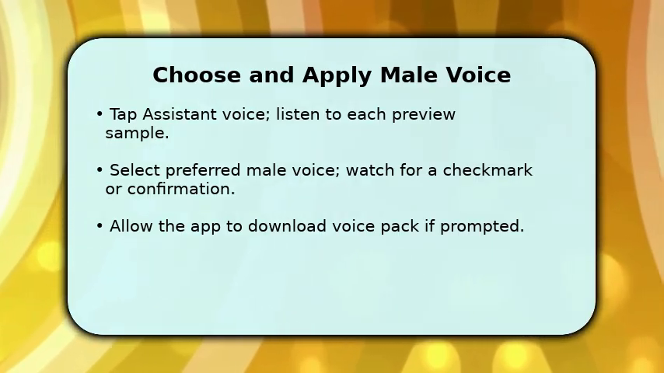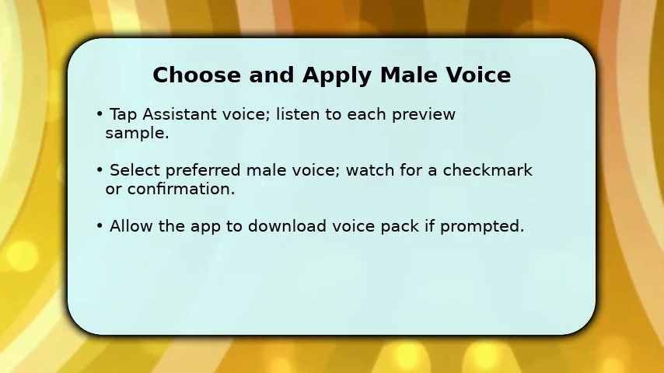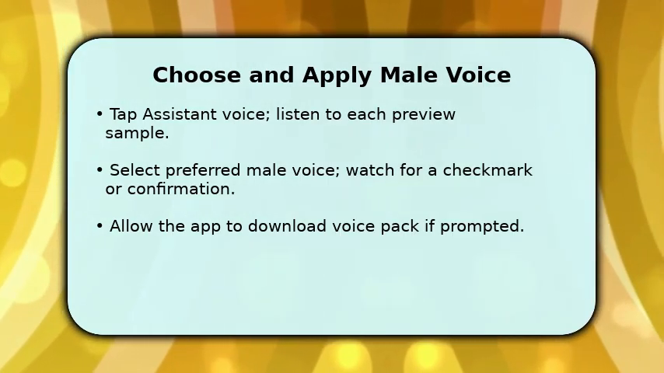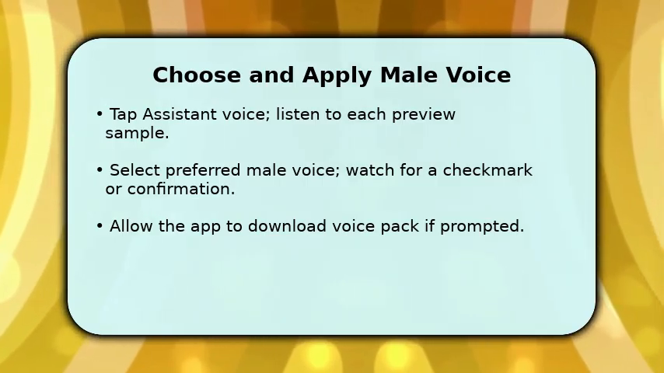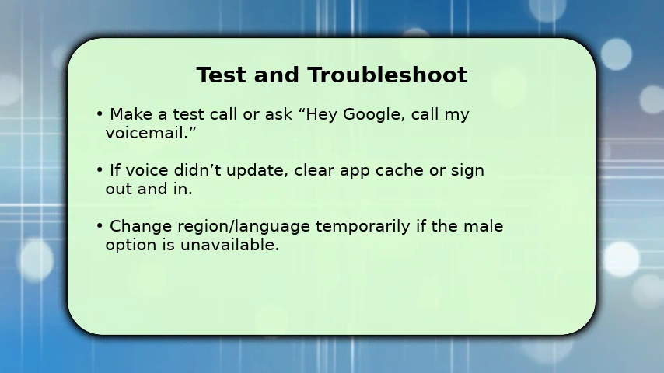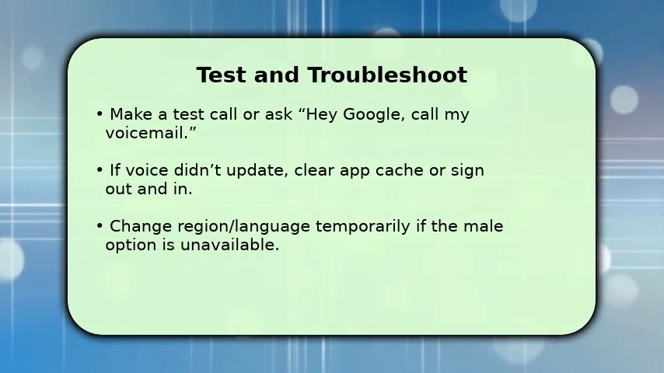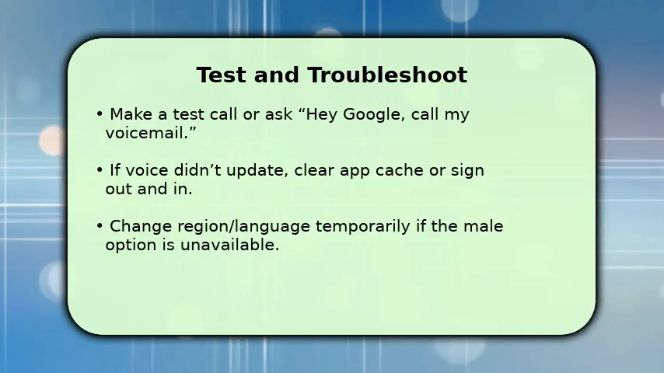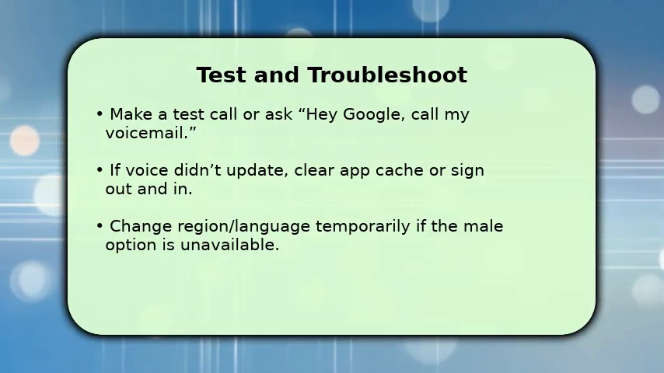After selection, close settings and give the device a minute to sync. This ensures Google Voice and Assistant use the new male voice for prompts and automated responses. Finish by testing. Call your number or ask the assistant to call your voicemail so you hear the voice in context. If you don't hear the new male voice, first make sure the change shows in Assistant settings.